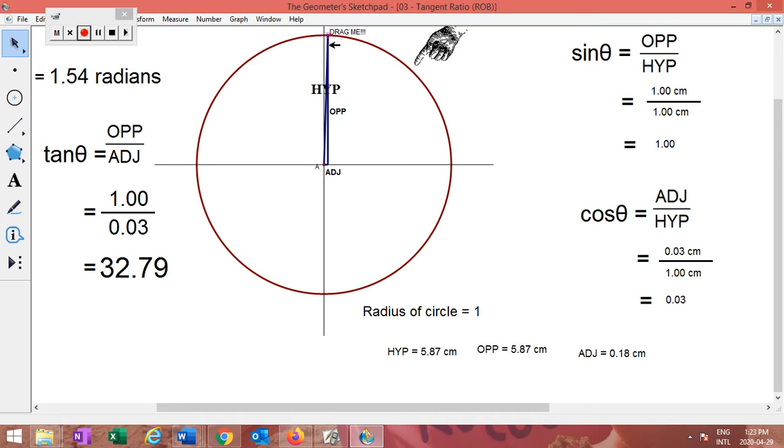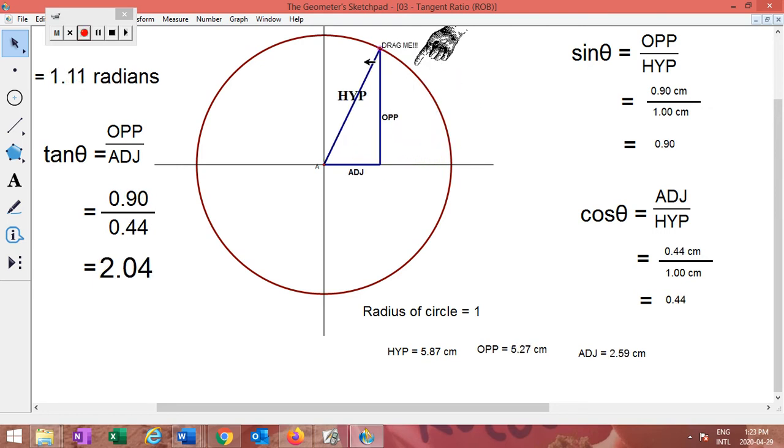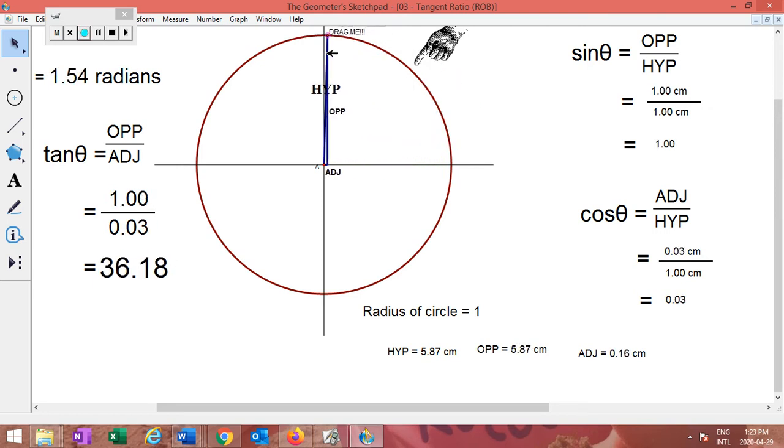And then what I'm going to do, so that you can watch this part of the video, is go slowly around and you can re-watch this part again and again to do the other parts of it. Just watch what tan does as I go around here. As I get to pi over 2, it goes really, really big.